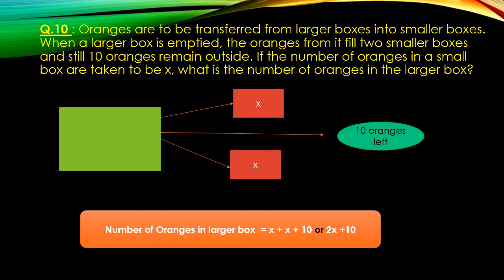Now we have to create an expression for this question. So x plus x are the oranges in the 2 pink boxes and 10 oranges are left, that is shown in the oval. So our expression for the number of oranges in the larger box will be 2x plus 10.